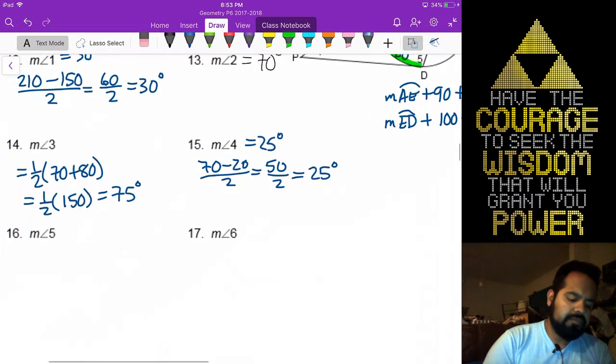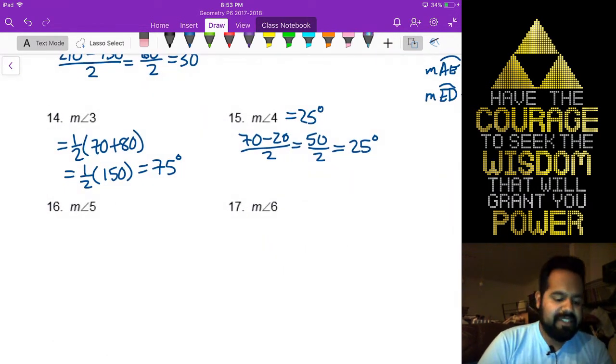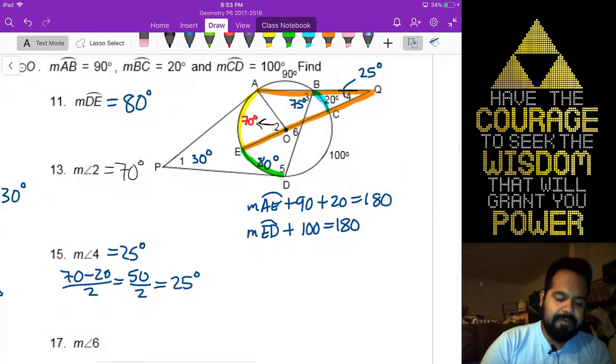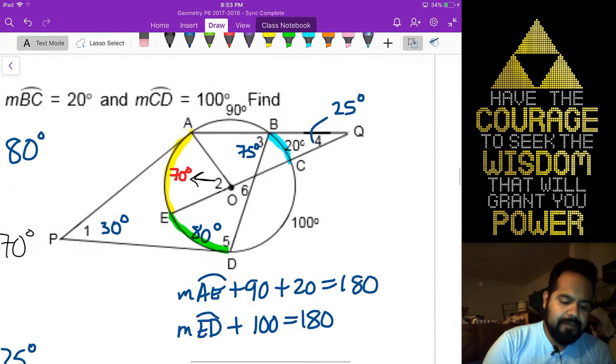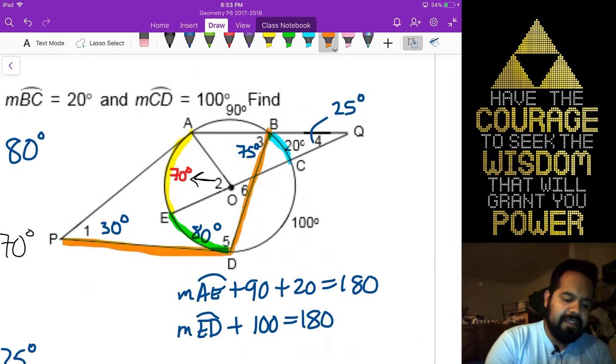Now, the actual question that Riley had, 16 and 17. Angle 5. Ooh, okay, Riley, you asked a great question. So angle 5, you'll notice, is formed by this arc and this tangent line. So that means angle 5 is this angle here. And that arc that it's looking at, I'm going to erase these highlighted colors. That arc is this arc right here.